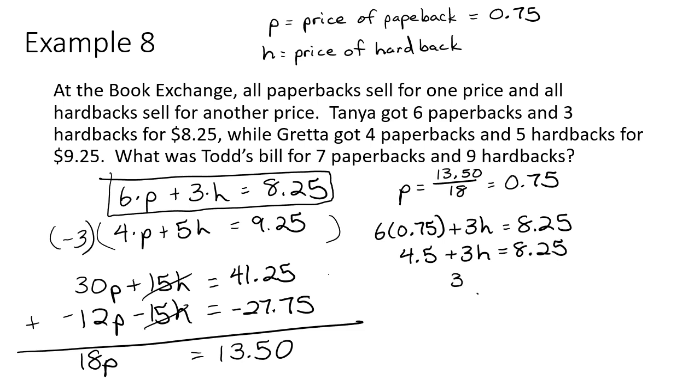Subtract 4.5 from both sides. Divide by 3. And the price of a hardback is $1.25.